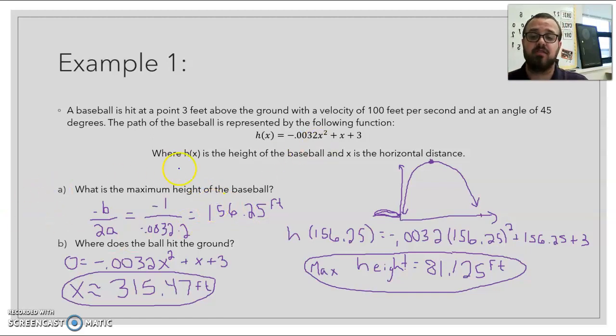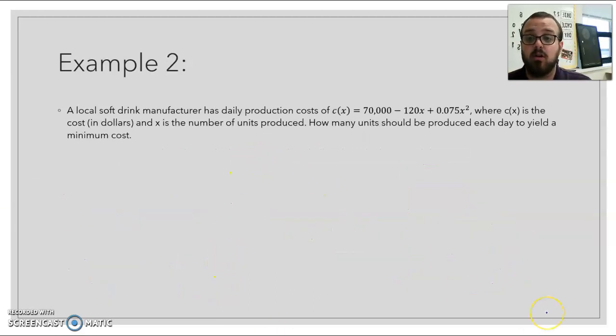As long as you're pretty close to that, that should be what you got, okay? So that's one example of an application problem they may ask us to do. Here's another example. We have a local soft drink manufacturer, and this is a function for their daily production cost. What we need to do is figure out how many units they should produce to yield a minimum cost. What's the lowest cost?